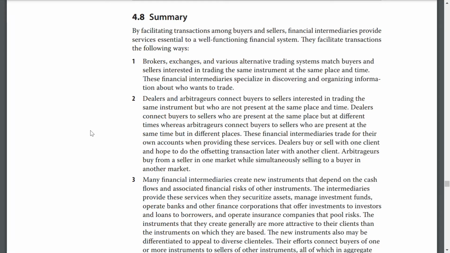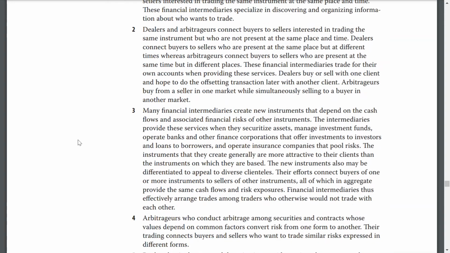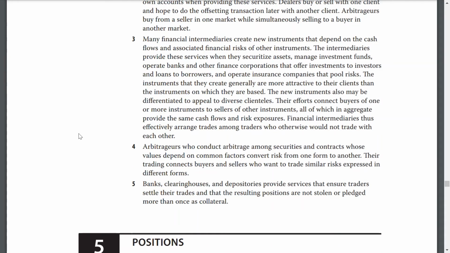Many financial intermediaries create new instruments that depend on the cash flows and associated financial risk of other instruments. The intermediaries provide these services when they securitize assets, manage investment funds, operate banks and finance corporations that offer investments to investors and loans to borrowers, and operate insurance companies that pool risk. The instruments that they create generally are more attractive to their clients than the instruments on which they are based. The new instruments also may be different to appeal to diverse clienteles.